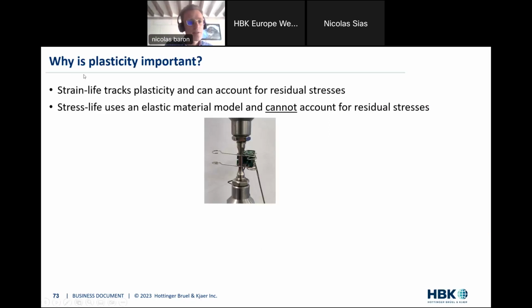First off, strain life, as we said, tracks plasticity, and as such will account for residual stresses. What are residual stresses? You might not be very familiar with this. These are the stresses that remain within your materials once you've removed the loading. This could be due to manufacturing processes, shot peening. There are a couple of different processes that could result in residual stresses in your component. Strain life takes that into account, whereas stress life uses a purely elastic material model, and as a consequence will not account for those residual stresses that you might have from your industrial forming process.